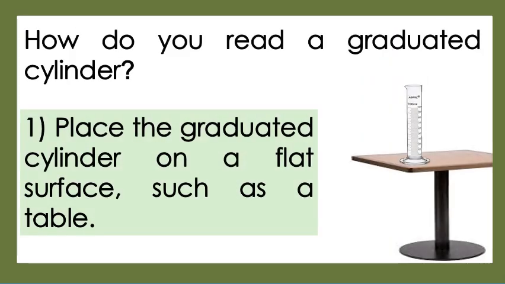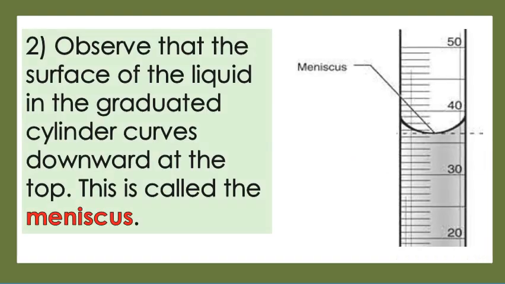How do you read a graduated cylinder? 1. Place the graduated cylinder on a flat surface, such as a table. 2. Observe that the surface of the liquid in the graduated cylinder curves downward at the top. This is called the meniscus.